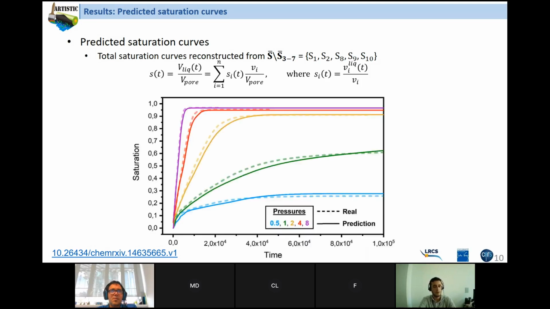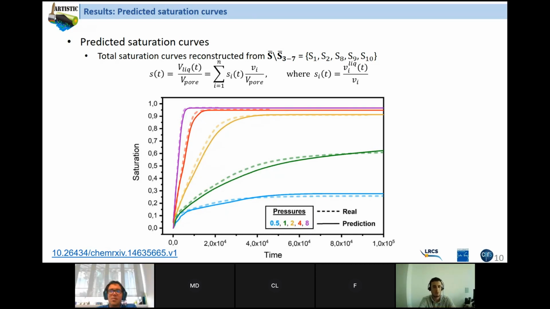So yeah, as you can see here, the results that we obtained were pretty good. We are quite happy with these results. And it shows that the model was really able to predict and reconstruct the total saturation curves, and the real and predicted cases match pretty accurately. So concretely, even if the saturation values in the sloping region are a bit underestimated, the final saturation values and the saturation times, so the convergence points and the time at which the saturation degree is constant, are quite well predicted.